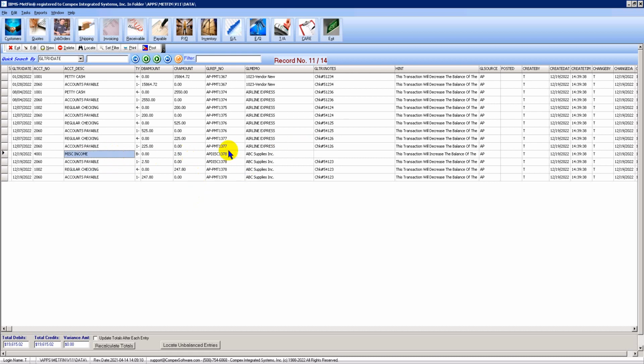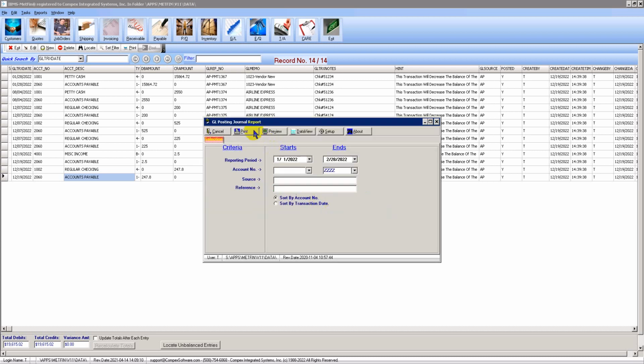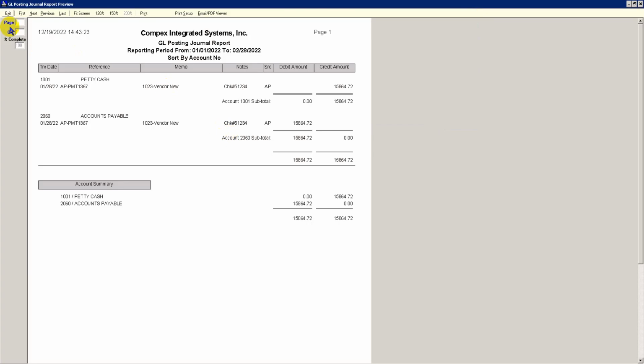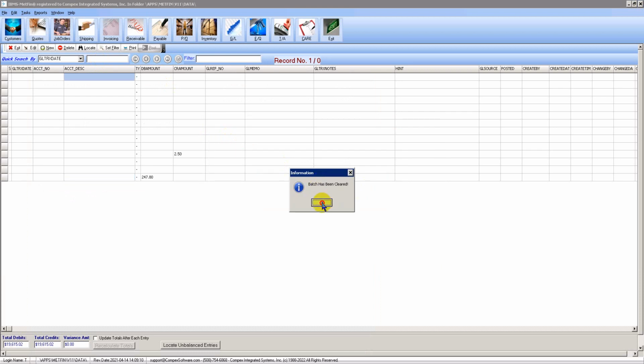As the other step involved, you do a final post to the general master file. So yes, preview, and clear. Okay, that's been cleared.